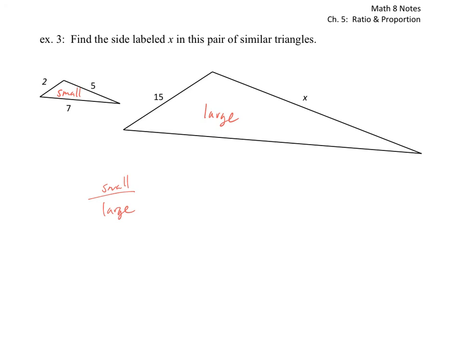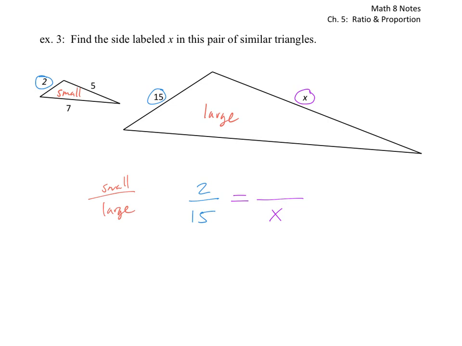So in my small triangle here, I have this number 2. What number would that be representative of on the large one? The 15. So the small one of 2 and the large of 15. Still, I want to figure out this x value here. The x is on which triangle, the small or the large? The large. So is that going to go top or bottom? Bottom, because I'm keeping my larges together. So that's how you'd set up a proportion for a missing side of a similar figure.